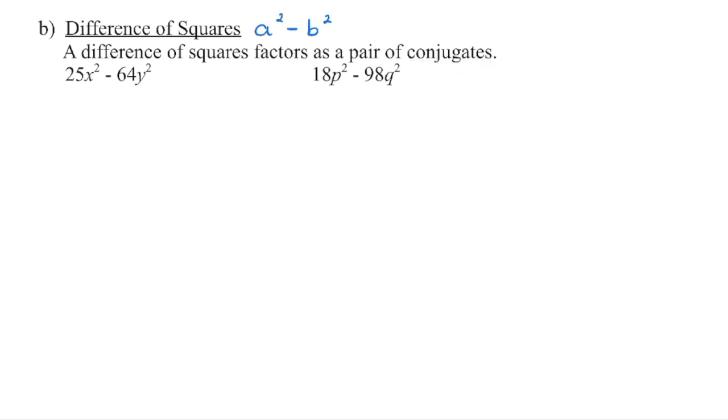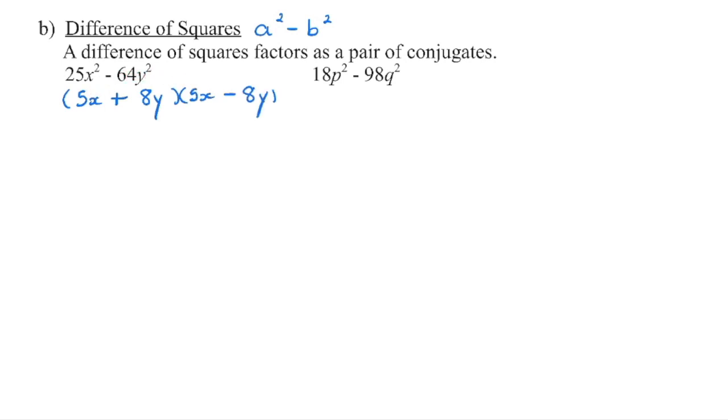So I'm going to take a look at this. I recognize this is a binomial. I do not have a greatest common factor. I have a subtraction sign, and I have perfect squares. So we can factor this as a difference of squares. So we're going to set up our conjugates. One is a plus, one is a minus. We're going to square root that first term and get 5x. So we can go ahead and put that in the first term for each bracket. Our last term, 64y squared, the square root of that is going to be 8y. And then you are factored. We can go ahead and check this.